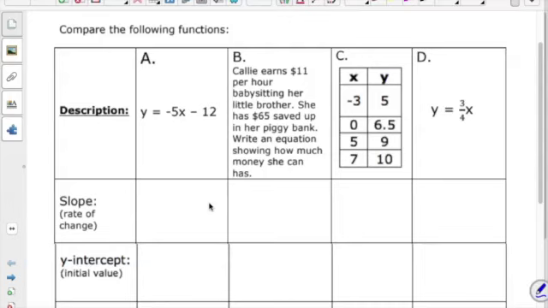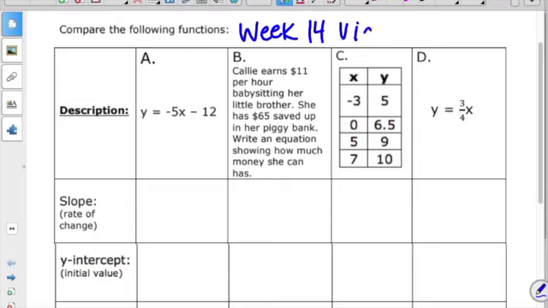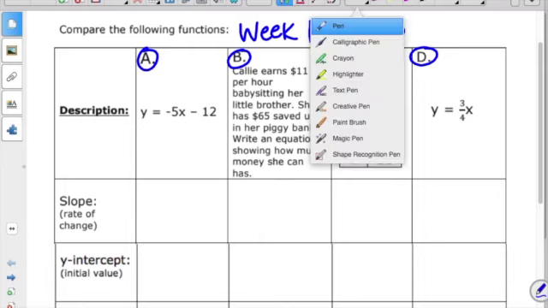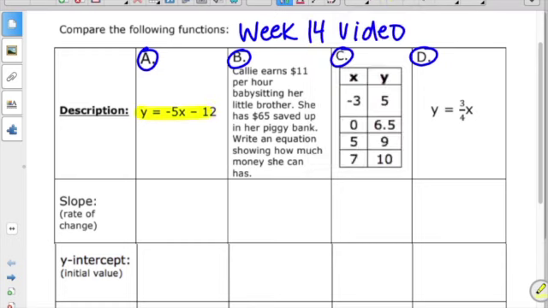Okay, we're going to compare the following functions. This is the week 14 video. So we have 4 functions, A, B, C, and D. The description, you can have an equation as a description. You can have a verbal description, so it gives you a scenario.